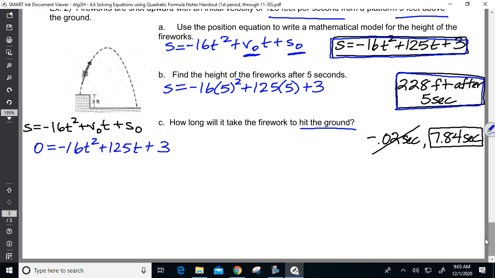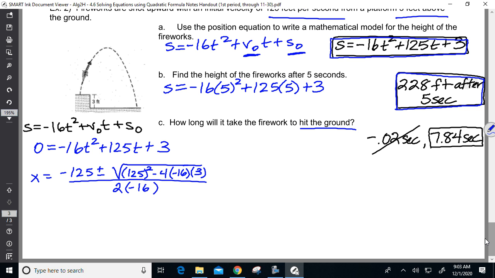So let's use the quadratic formula. x equals negative 125 plus or minus the square root of 125 squared minus 4 times negative 16 times 3, all over 2 times negative 16. Continue the use of the calculator. So we have negative 125 plus or minus the square root of 15,817 over negative 32.